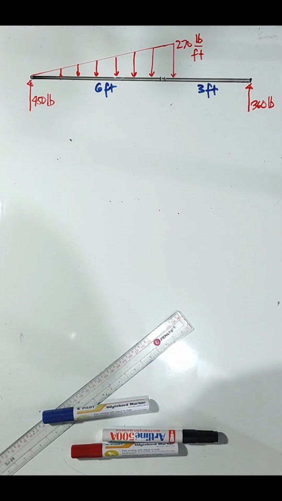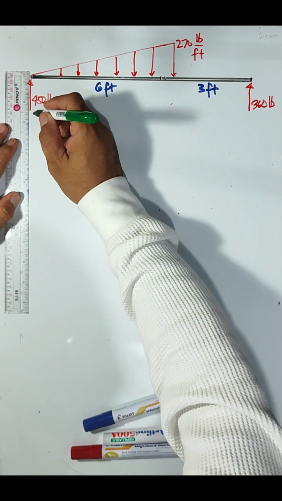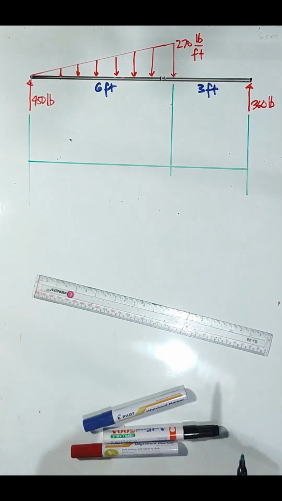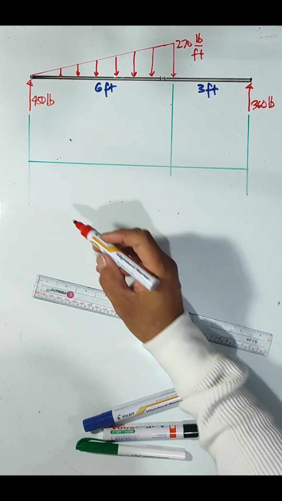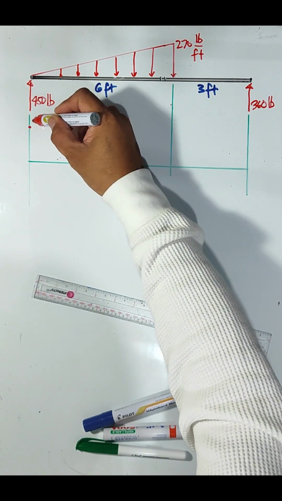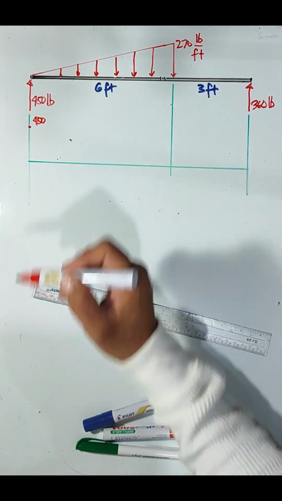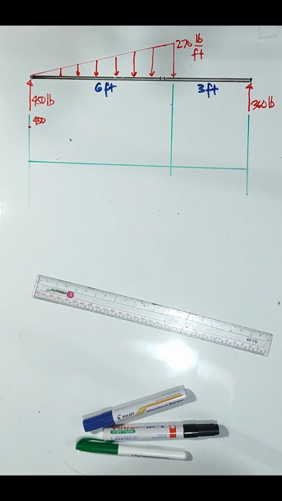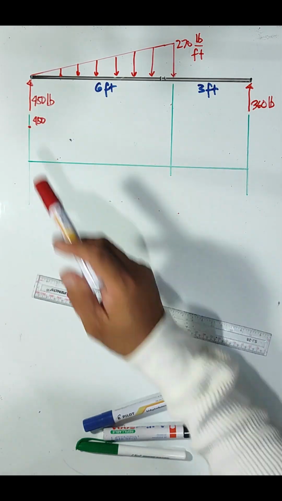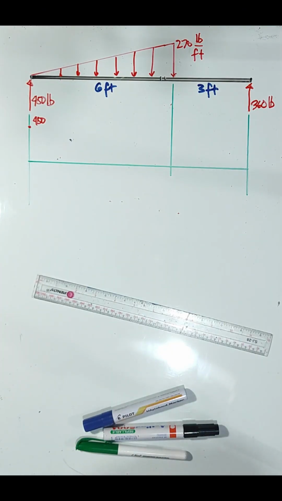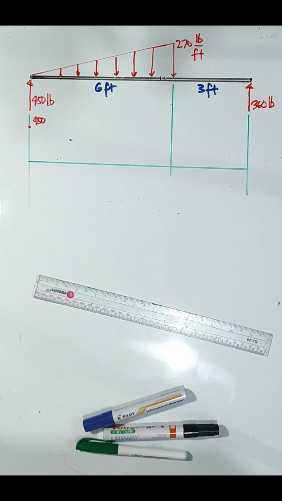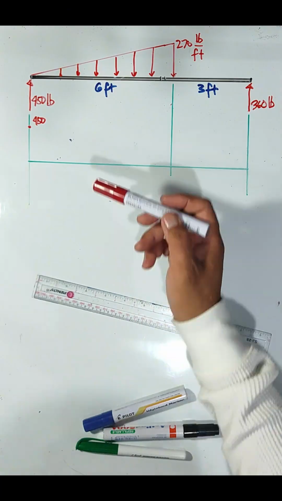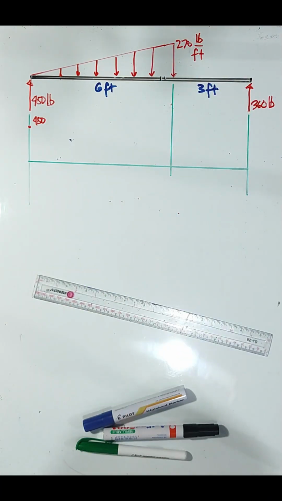So let's draw the shear diagram. We will start with the reaction 450. It's going up, so it should be up here, 450. The only time there's an abrupt change in shear is when there is a concentrated load on the load diagram. So that's 450 going up, and then forces going down will be negative.